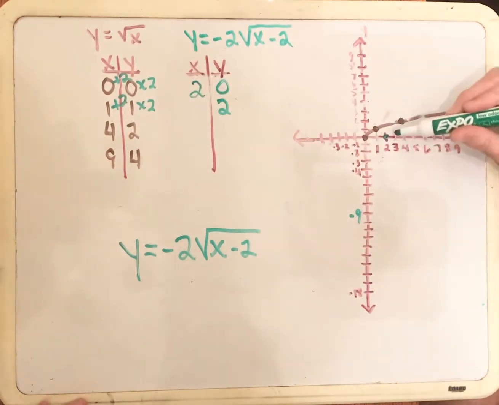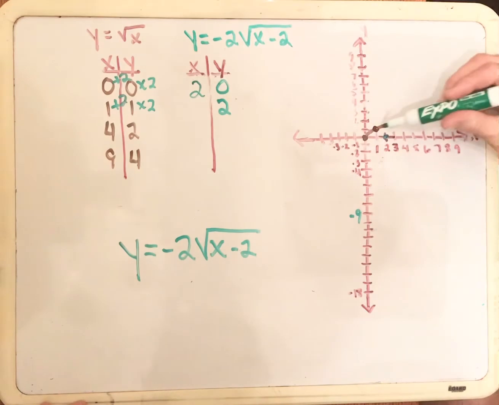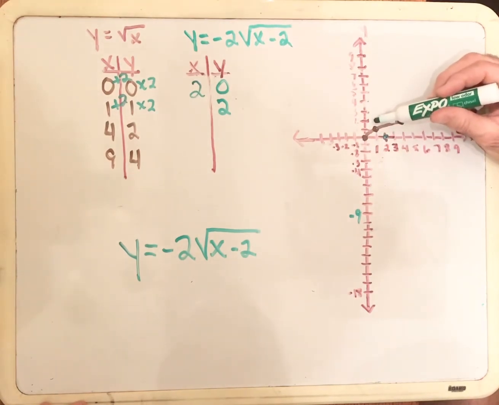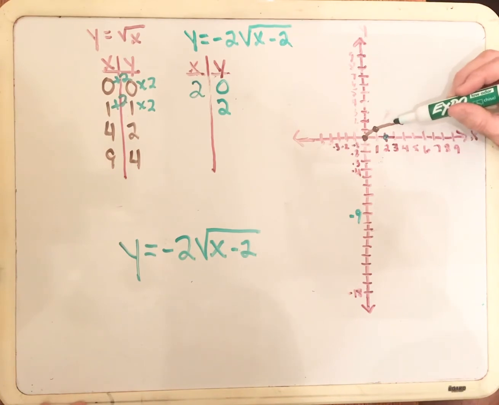Okay, so we're going to increase by a factor of 2. So 1 times 2 is 2. And then we're going to move it to the right 2 spaces, 1, 2. Okay, and then don't forget it's reflected. So I'm going to put a little baby dot right there because we're actually going to move that though.